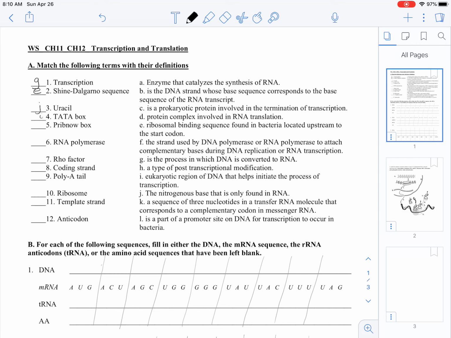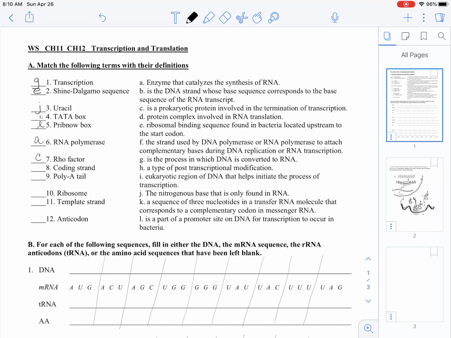Number 4, the TATA box, is the letter I, which is a eukaryotic region of DNA that helps initiate the process of transcription. Number 5, which is the Pribnow box, is going to be letter L, which means that it is a part of the promoter-side DNA for transcription that occurs in bacteria. Number 6 is letter A, which is the enzyme that catalyzes the synthesis of RNA. Number 7 is C. The Rho factor is a prokaryotic protein involved in the termination of transcription.